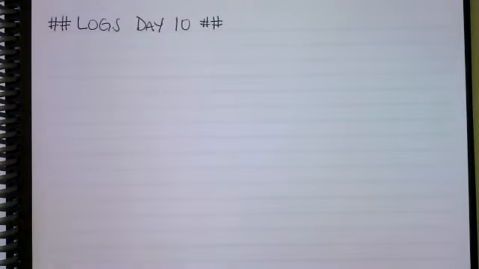So this is a continuation of Logs Day 9. We're still going to be condensing, kind of like what we did for expanding. We're just going to have more logs that we're condensing into one. Okay, so this is a little more complicated.